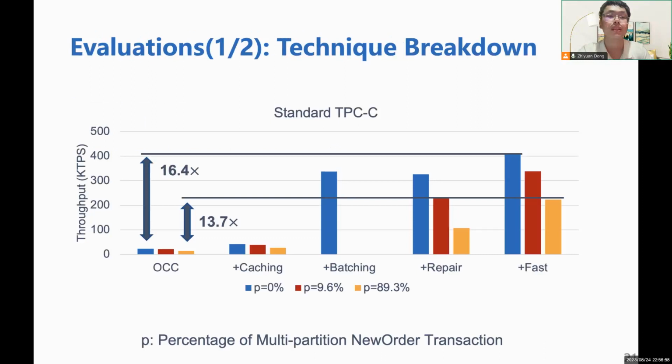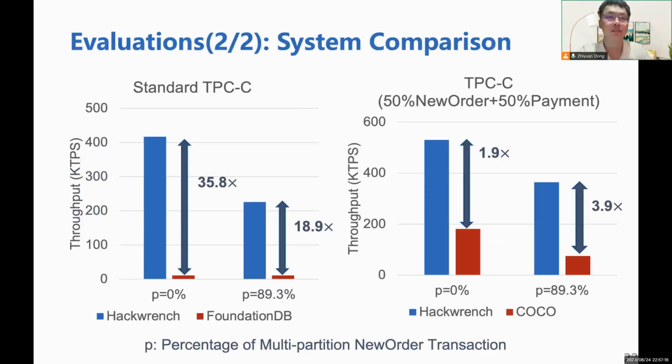Then, we first give the breakdown results on the TPCC benchmark compared to the baseline OCC system. HighCrunch's peak throughput is 16.4 and 13.7 times higher for different percentages of multi-partition order transactions. Further, HighCrunch's throughput is many times higher than FoundationDB and Coco on the TPCC benchmark.